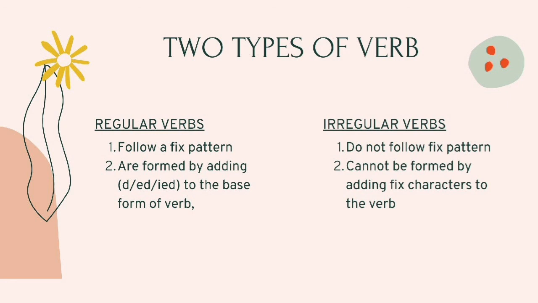First, regular verbs. Okay, so regular verbs follow a fixed pattern and they are formed by adding d, ed, or ied to the base form of the verb. Irregular verbs do not follow any fixed pattern and they cannot be formed by adding fixed characters to the verb, unlike regular verbs.